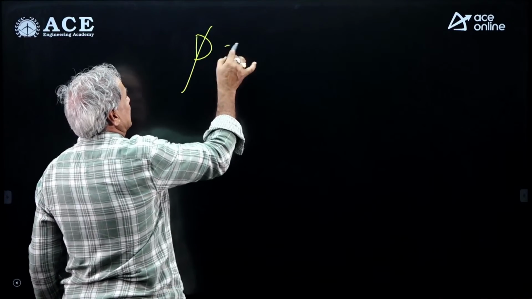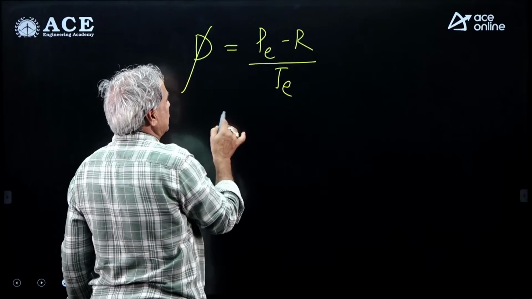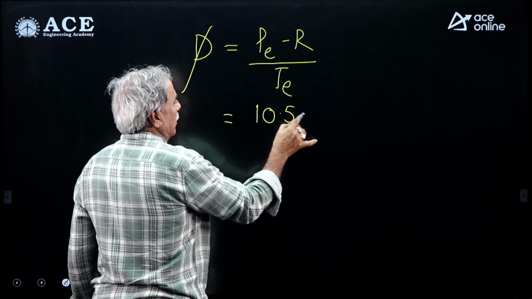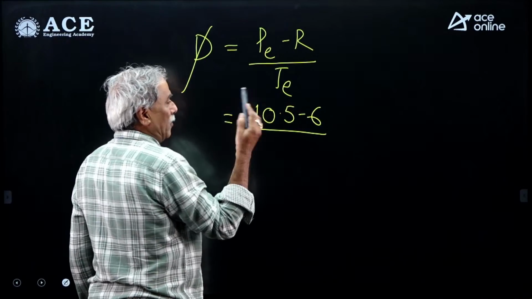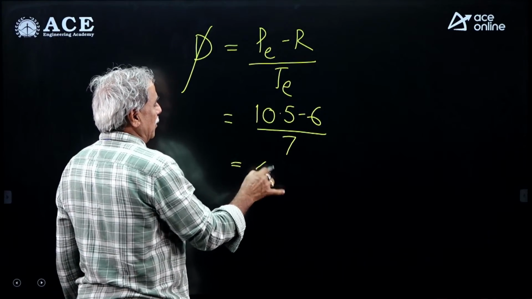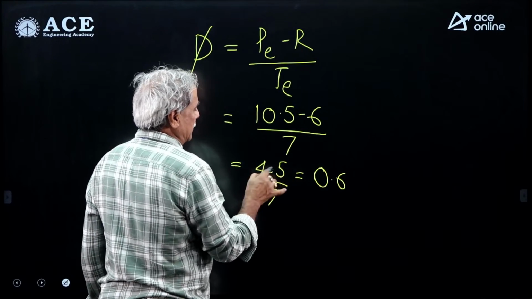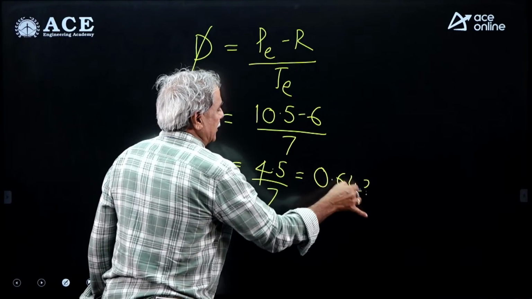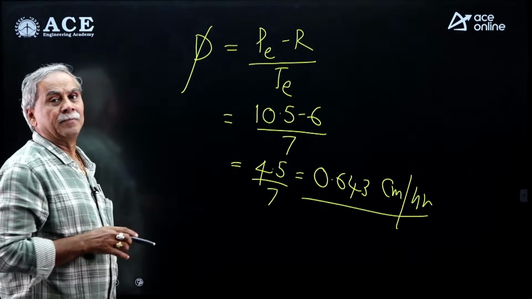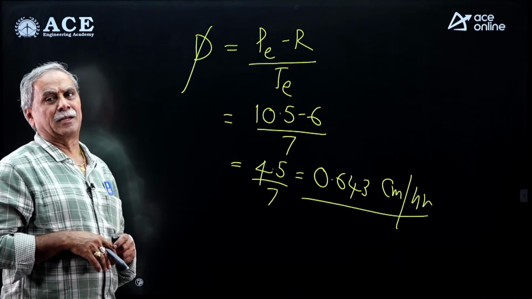Formula for phi index: P effective minus R divided by T effective. Out of 11, 0.5 is gone, so 10.5. Runoff is 6. Out of 8 hours, only in the first hour the I value is less than W index, so 7 hours. 4.5 divided by 7 gives 0.643. Dear friends, for the given 2 marks question in engineering hydrology, phi index will be 0.643 centimeter per hour.